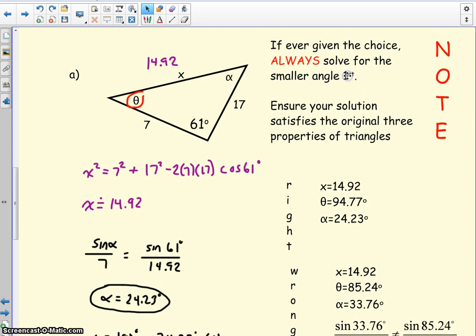So if your calculator gives you an acute angle when you solve for it, you don't have to worry about whether it's maybe obtuse or maybe not. If it's the smallest angle in a triangle, it has to be acute. You can't have more than one obtuse angle in a triangle.